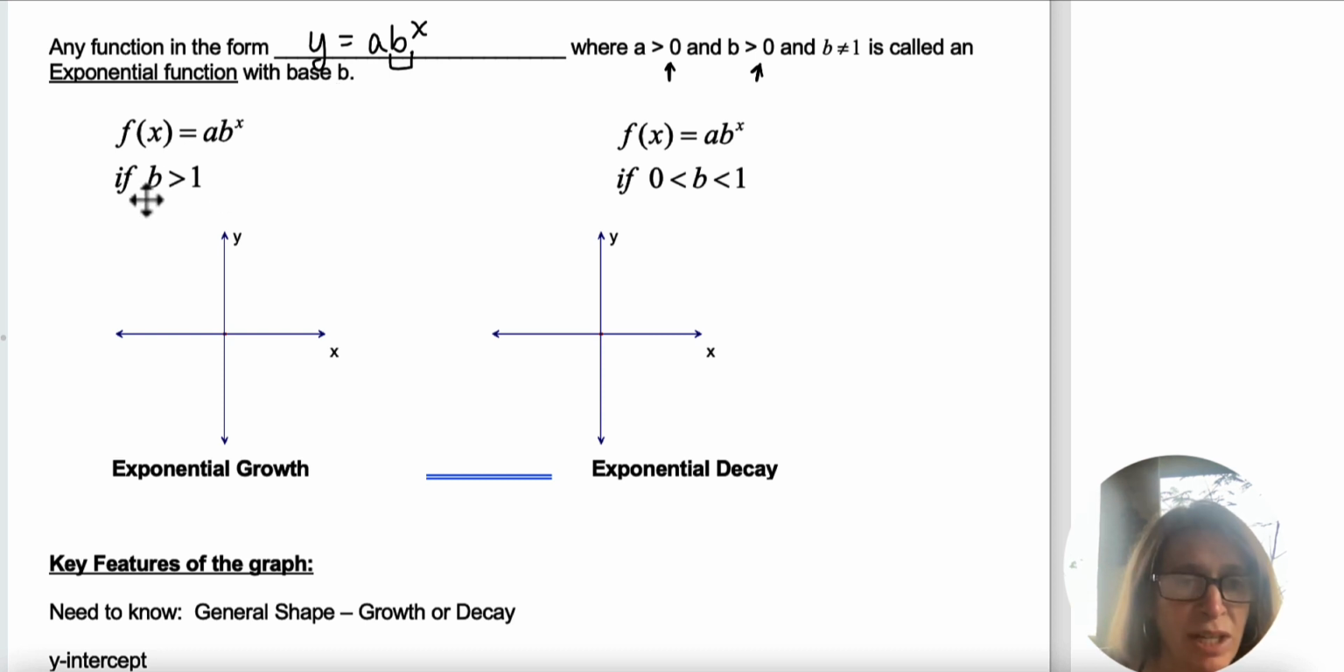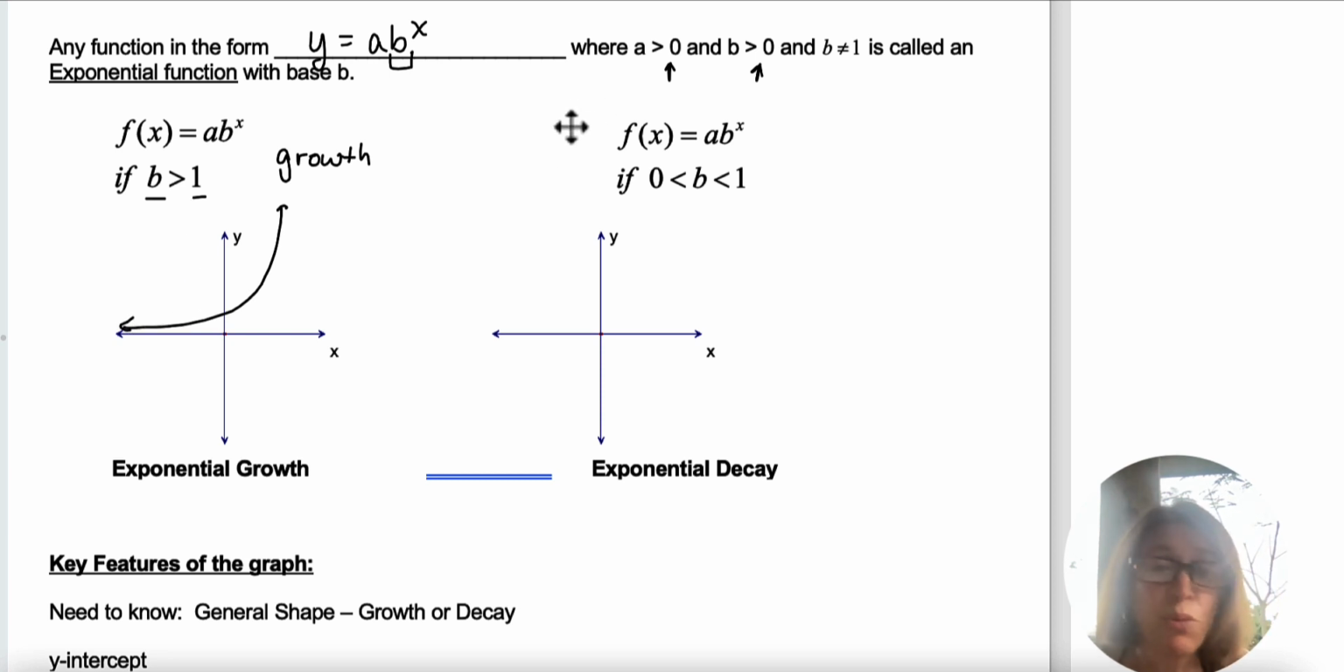A growth function is when the b value is greater than 1, so we would call this exponential growth. The graph is going to look like a curve. It's going to start off pretty slow, and then all of a sudden it's going to grow pretty quickly, similar to what happened with COVID, right? A couple cases, then lots more cases, then lots more cases, and then eventually it just skyrocketed.